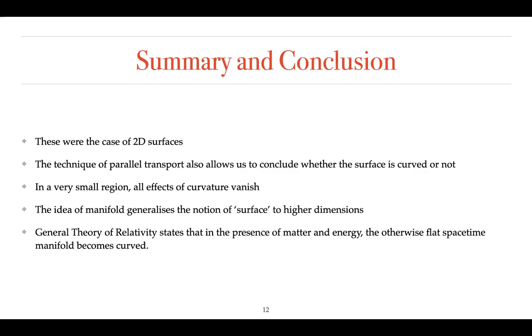In this context, the general theory of relativity states that in the presence of matter and energy, and here we use the notion of a space-time manifold, the space-time manifold becomes curved. So maybe we will talk more about general relativity itself.